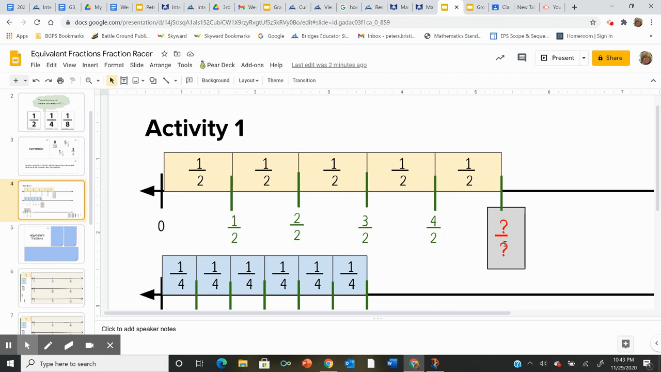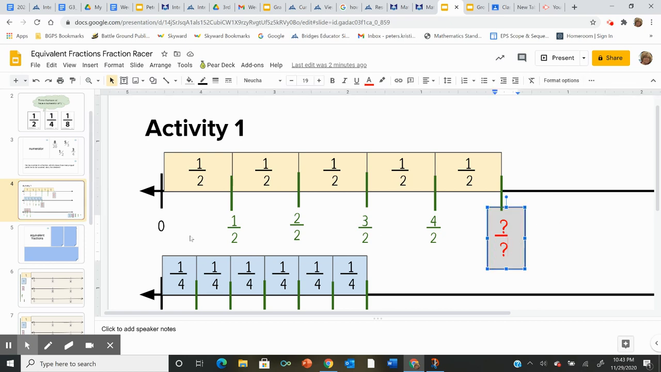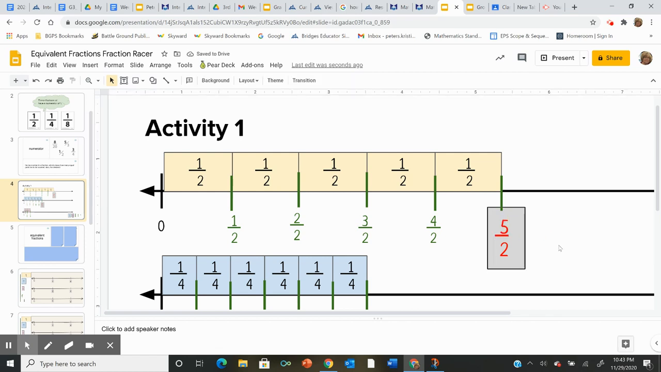Well, let's think. We still have halves. Notice that that bottom number has not changed. We are still collecting halves. But we had 4 of them, and we added another half. So we now have 5. So if you said that that point on the number line would be marked 5/2 because we have 1, 2, 3, 4, 5 halves, you are exactly right.